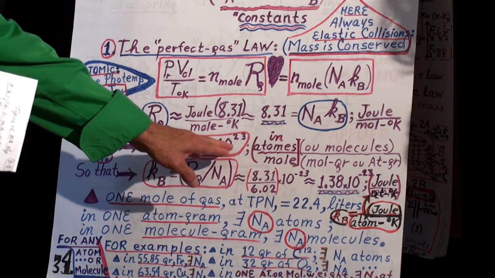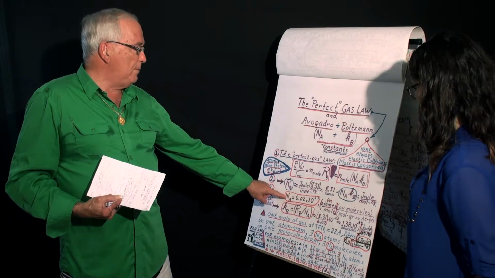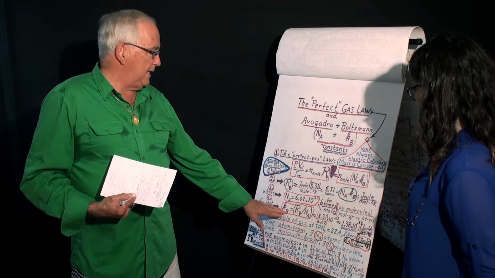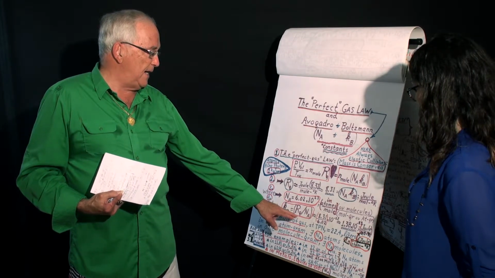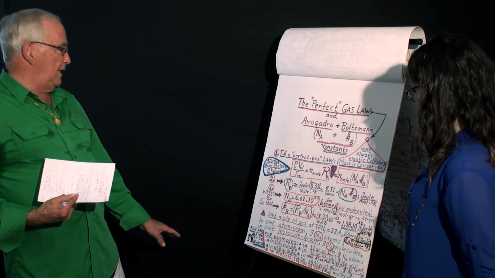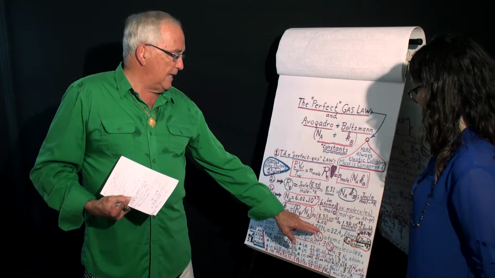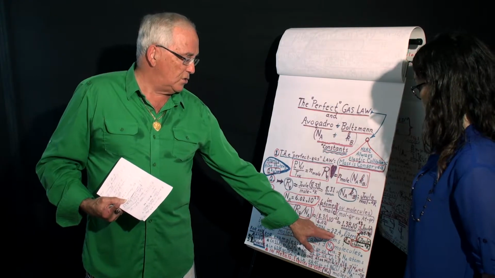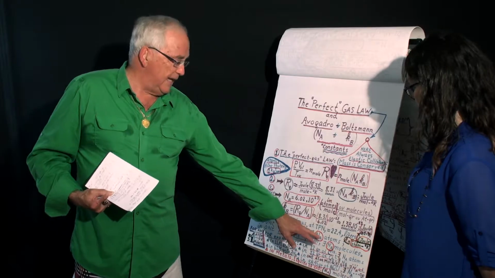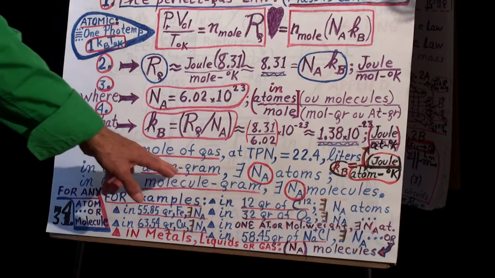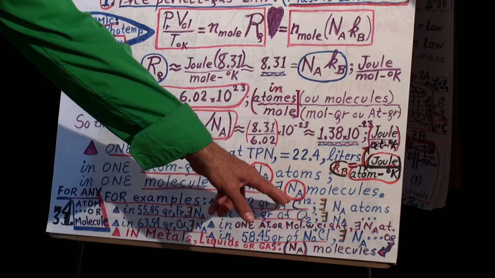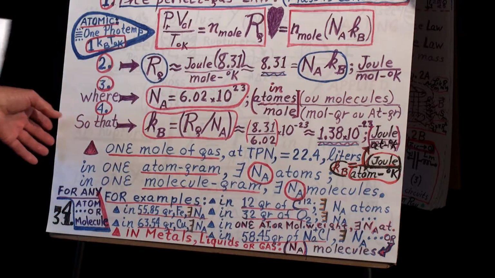Na is the Avogadro number. This is measured simply with a simple experiment. And Kb, the Boltzmann constant, is determined here by the gas constant divided by this. Okay, so 1 mole of gas at normal temperature and pressure is 22.4 liters. In 1 atom gram there is Na atoms. In 1 molecule gram there is Na molecules. For example, in 12 grams of carbon 12 there is Na atoms, and so on and so forth.